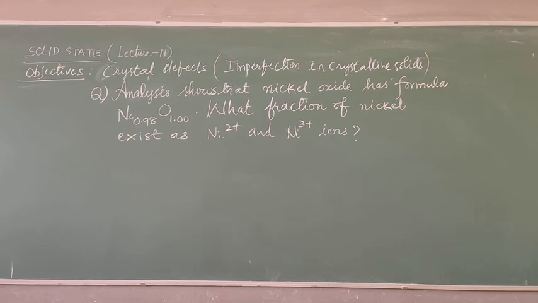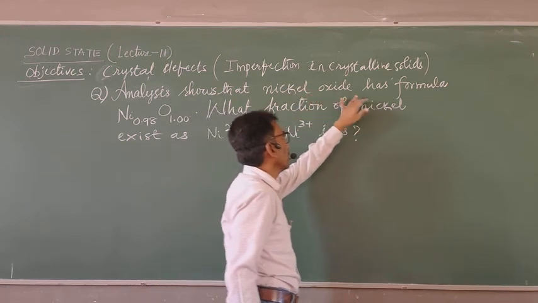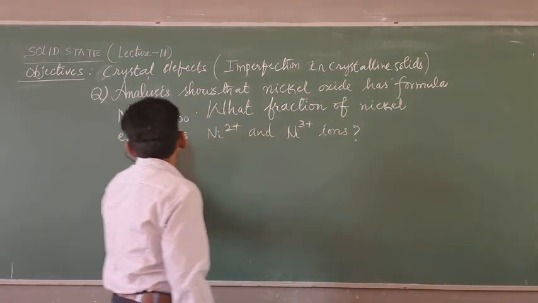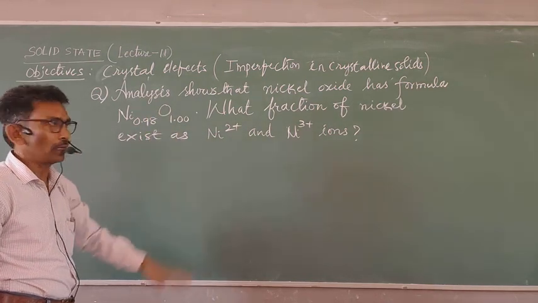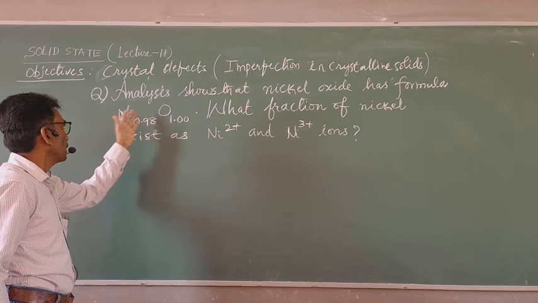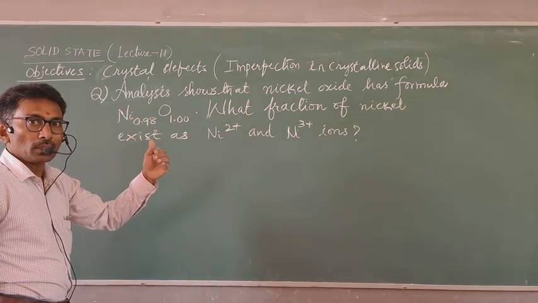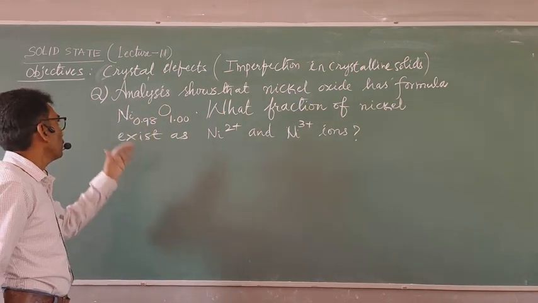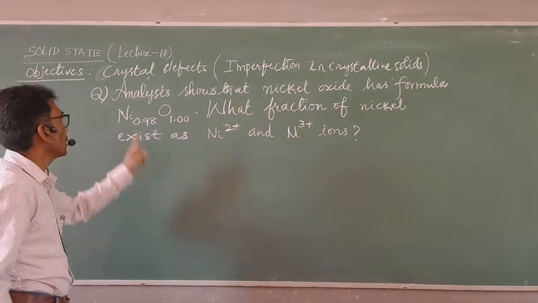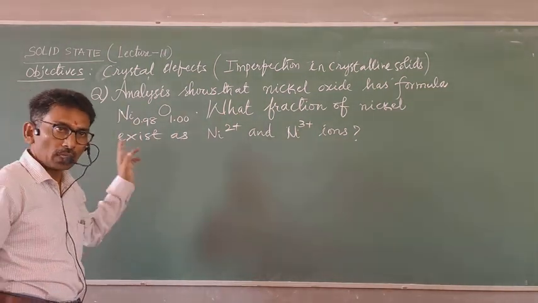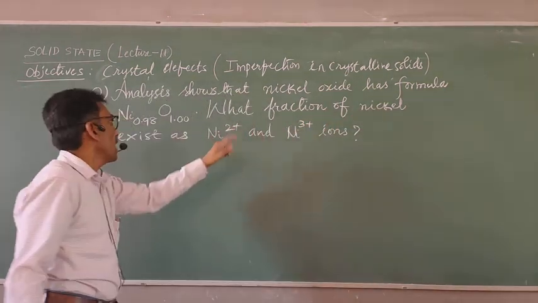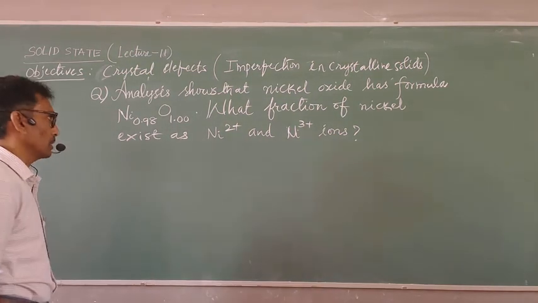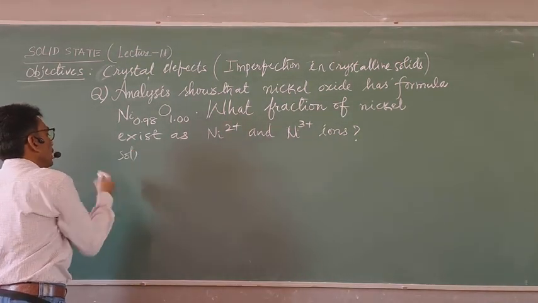Observe the problem, dear students. Analysis shows that nickel oxide has formula Ni0.98O1. One written or not written, not at all a problem. So here less amount of metal is present than the required amount, which is non-stoichiometric metal deficiency defect. One fraction of nickel exists as nickel 2+ and nickel 3+. And the solution goes in this way.